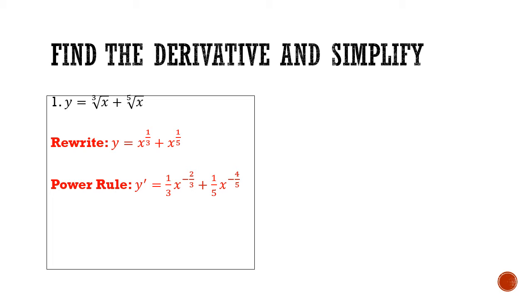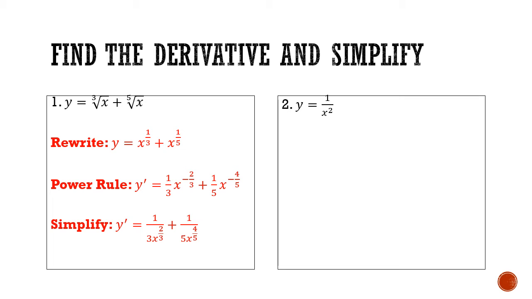y prime means that you've taken the derivative, so you'll change y to y prime. The derivative of y equals 1/3 x to the negative 2/3, that's what you get after subtracting 1, plus 1/5 x to the negative 4/5. Don't leave negative exponents. You need to move the x with these negative exponents to the denominators. So your last step is to simplify your answer.